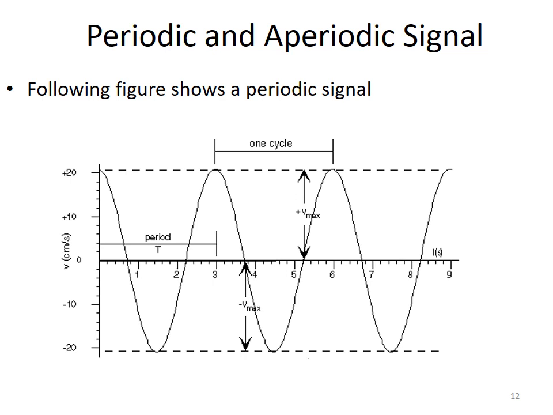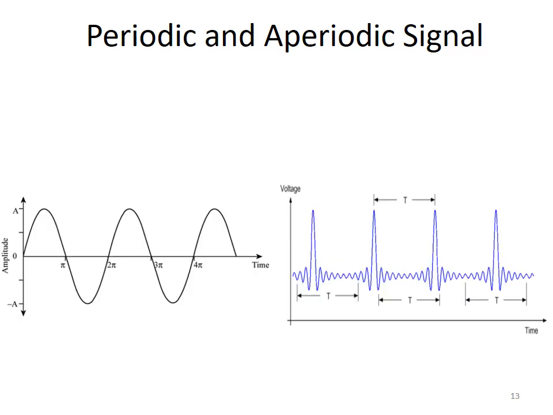And the reciprocal of this period is called the frequency of the sine wave. These are other examples of periodic waveforms. For example, this one. Can you tell me what is the time period of this waveform? Yes, it completes one cycle in 2 pi seconds. Right? So its time period is 2 pi.